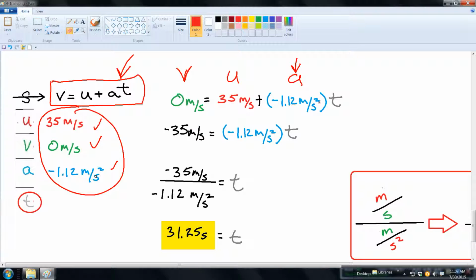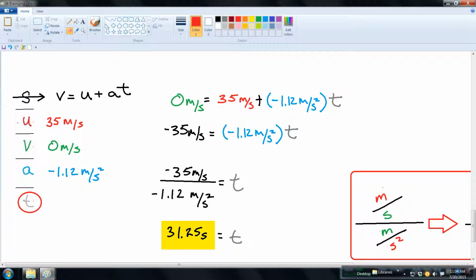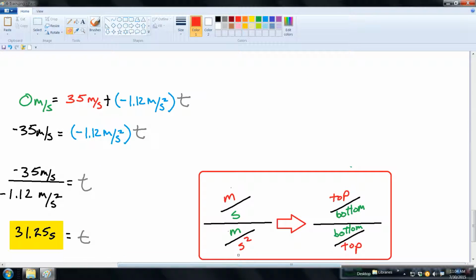So we do the math with that, and we end up with minus 35 meters per second over acceleration here, minus 1.12 meters per second squared. Again, we've got this bit of units that we want to reconcile, and so we look over here, and we've got meters per second over meters per second squared.